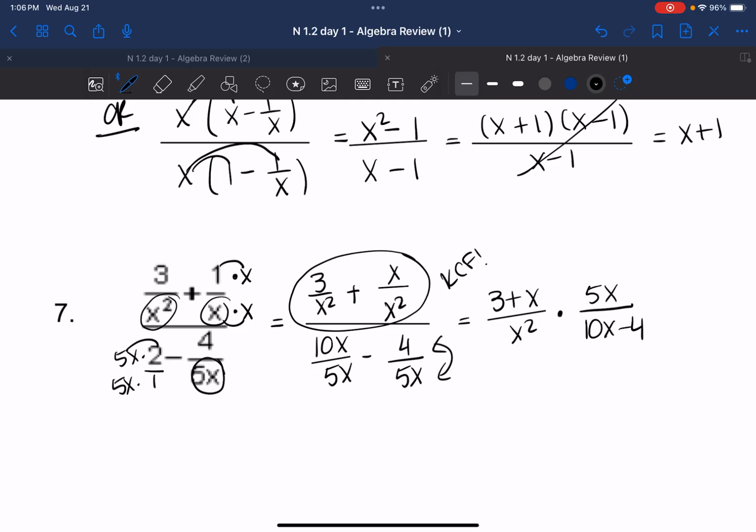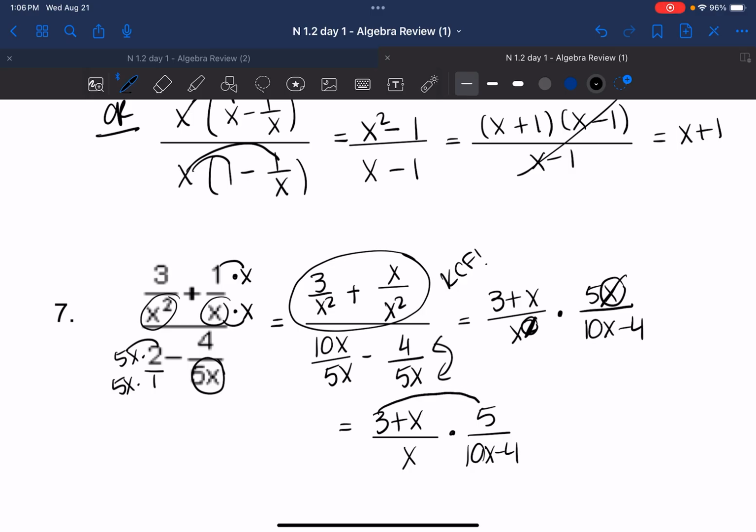So here we don't have a ton of things that are going to divide out, but I can divide out this x with one of these x's. So that 2 is now just a 1. So we are left with 3 plus x over x times 5 over 10x minus 4. So since not everything divided out, we are going to actually have to multiply here.